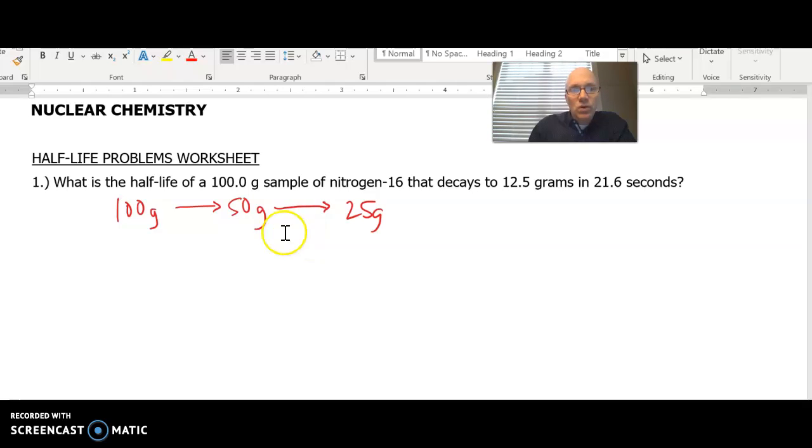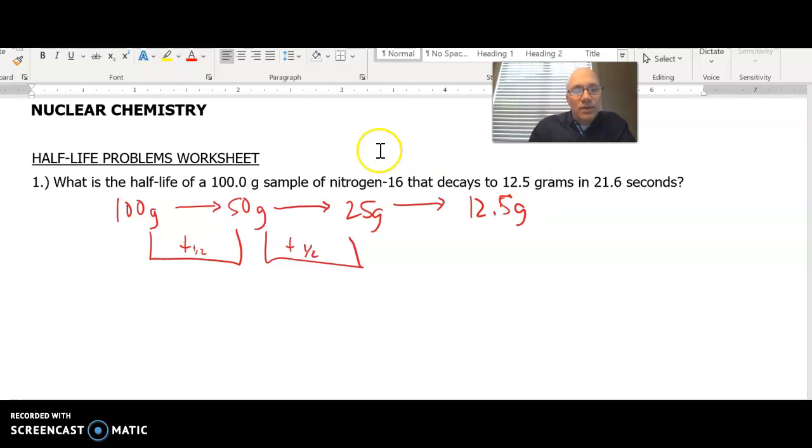And so what we're going to do is keep on doing this until we get down to that amount. So you cut that in half again, and we get down to that 12.5 grams that they mentioned. All right, so this would be one half-life, and the way that they represent half-life is T with a little 1/2 subscript there. However long it took to do this is the same amount of time it takes to do this, which is the same amount that it takes to do that.